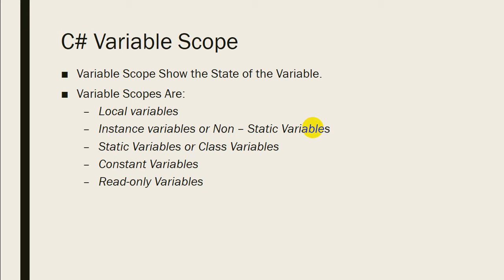This is my 7th video, and in this video I will talk about variable scope. So what is variable scope? Basically, variable scope shows the state of a variable. It means how the variable is defined, where the variable is defined, and where we can access the variable, where we can actually declare the variable, and where we can access that variable. So that is a very important topic in programming.